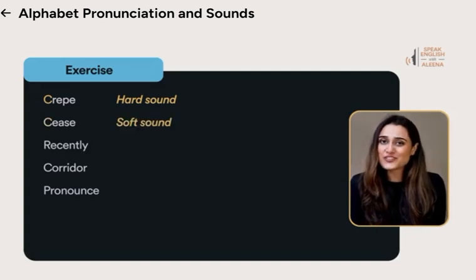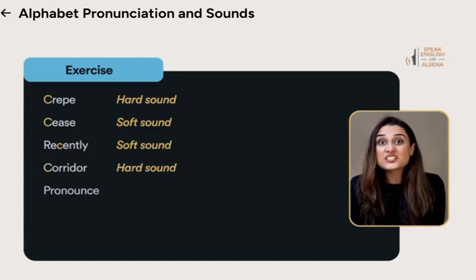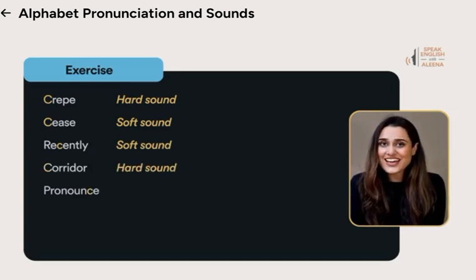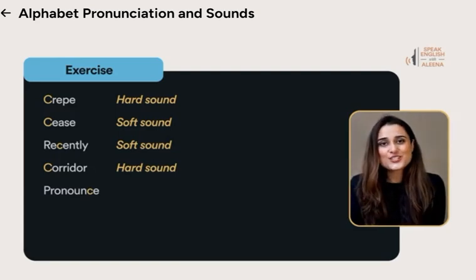Seize, soft sound, because C is pronounced as S. Recently, sir, it's pronounced as sir. So soft sound. Corridor, hard sound, K. Pronounce, again sound S, coming out of letter C. So this is soft sound.